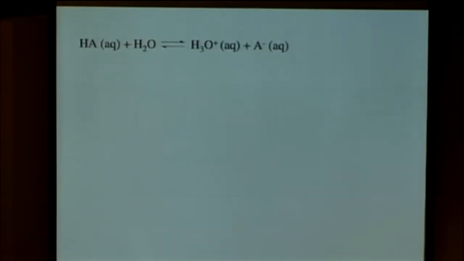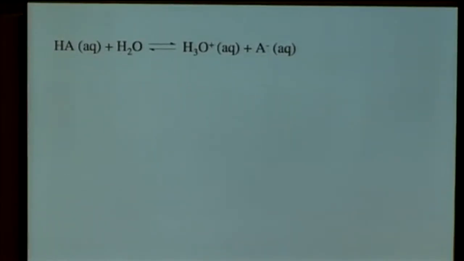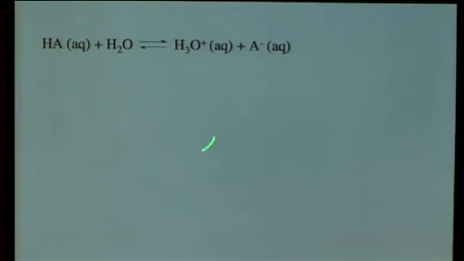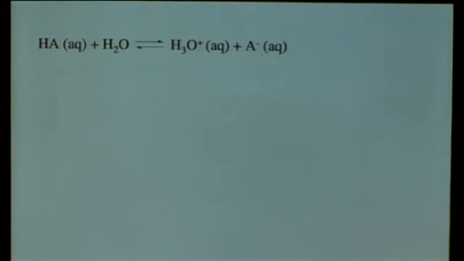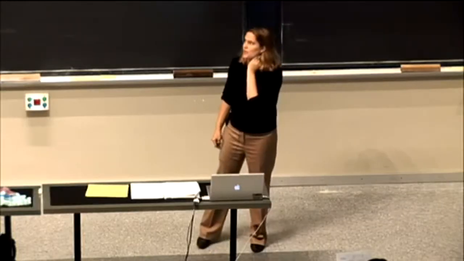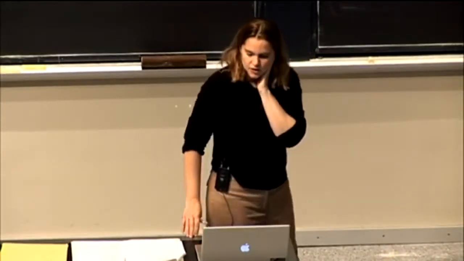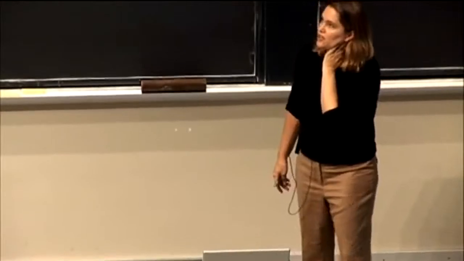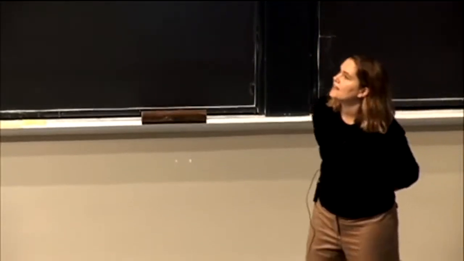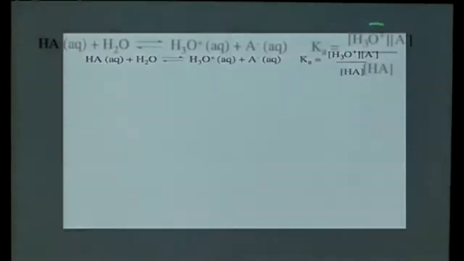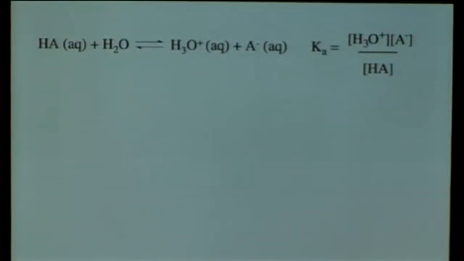So here is a generic equation for an acid in water. So we have our acid HA in water forming hydronium ions and our conjugate base. And now we're going to do a little derivation to come up with an equation that will be useful to you in thinking about buffers and designing buffers. So we can write a generic term for Ka. Ka equals products over reactants. And so we have our hydronium ions, our conjugate base over our acid.